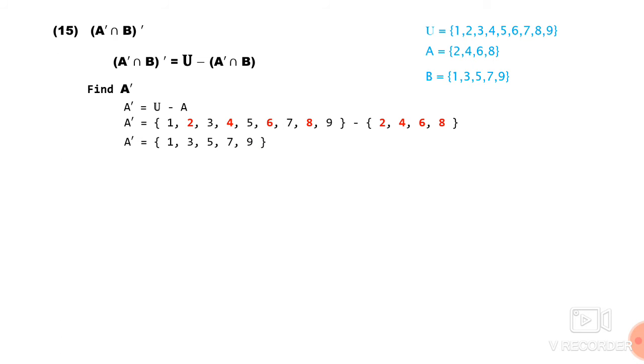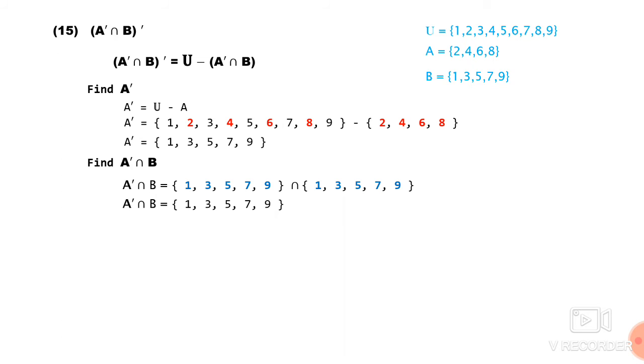Now to find A complement intersection B, first write the set of A complement and set B. In intersection, we just write down the common elements. Here we can see 1, 3, 5, 7, 9 are common in both the sets. So our answer will have 1, 3, 5, 7, 9. This is the set of A complement intersection B.